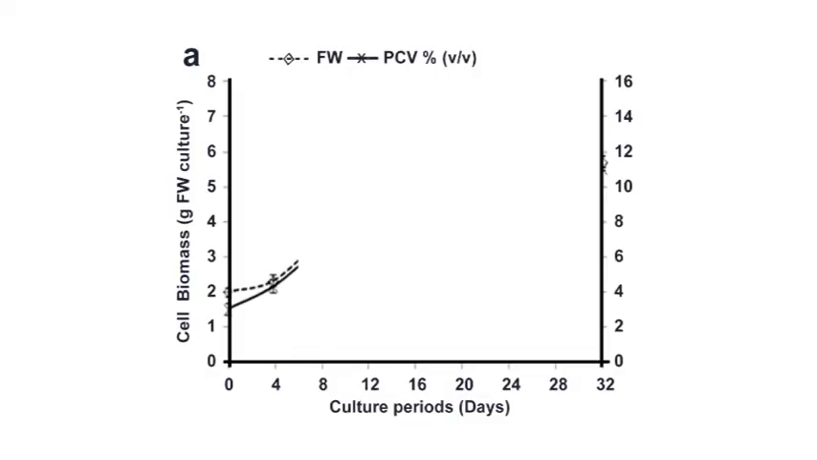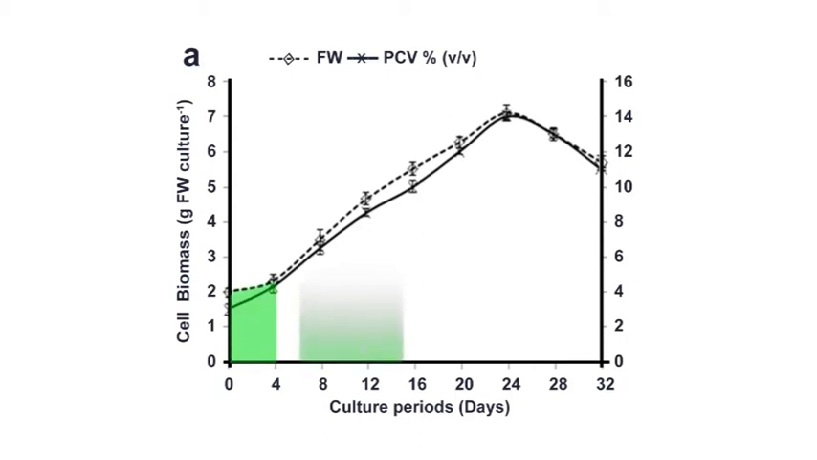The growth curve of the cell suspension cultures consisted of an initial slow lag phase comprising the first 4 days, followed by an exponential growth phase ending at day 15. The cultures then entered a linear phase of growth from day 16 to day 23, followed by a final stationary phase from day 24 to day 32.